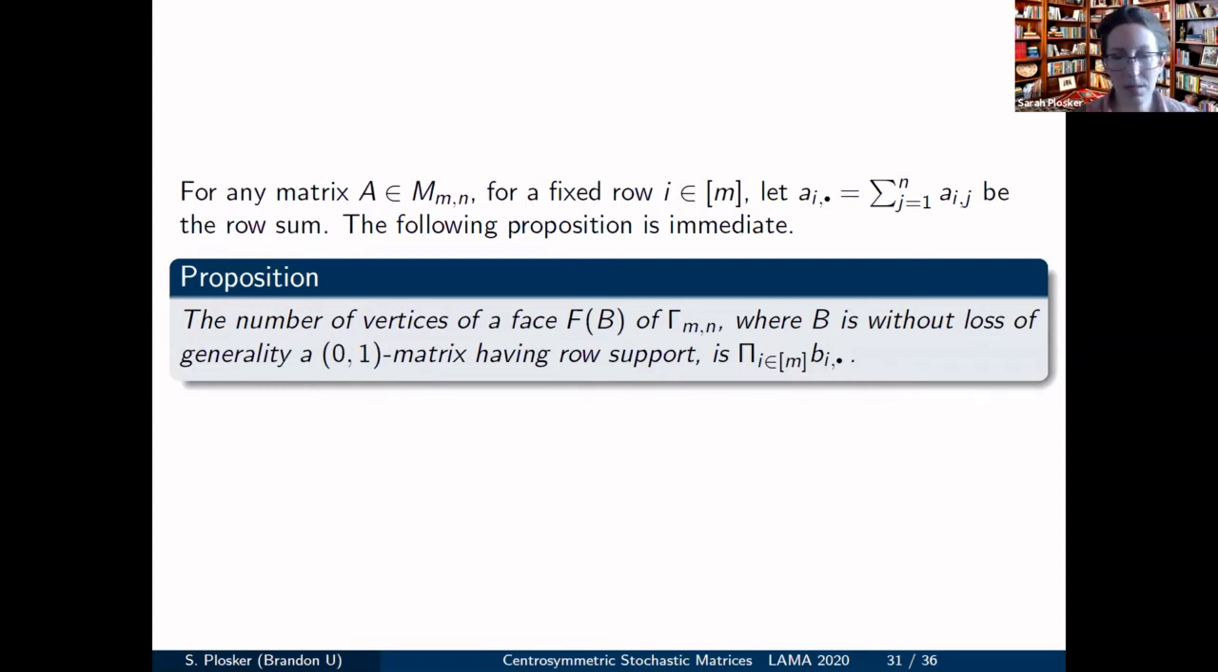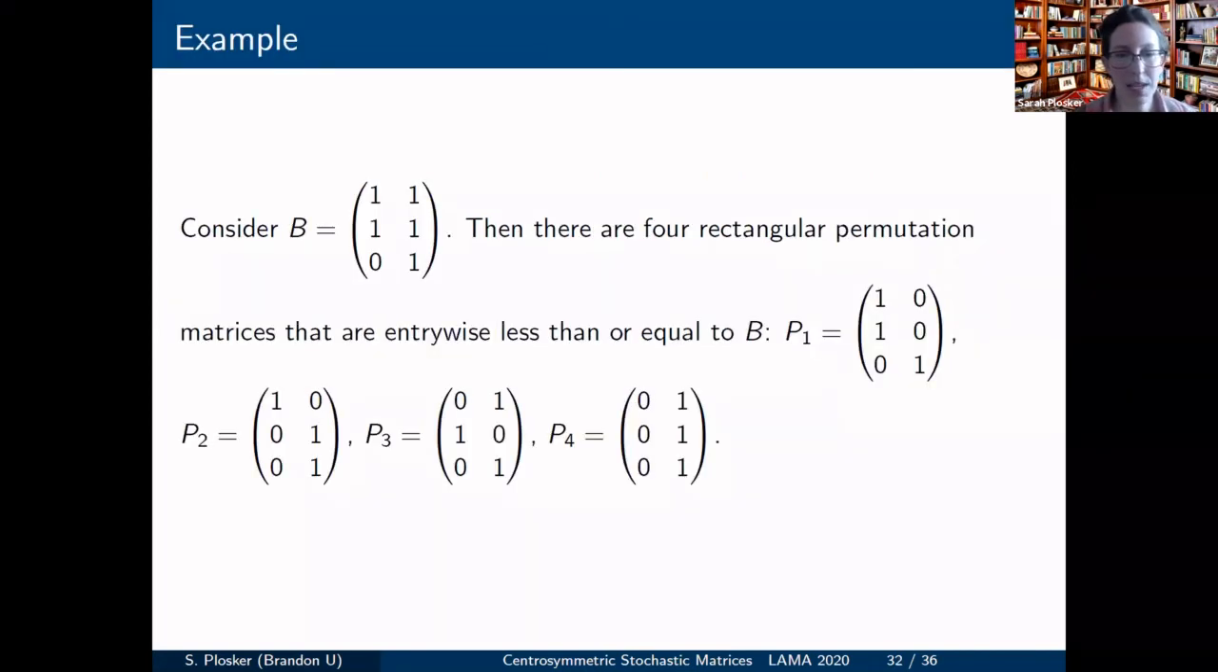So I'll do an example. For the number of vertices of a face of this matrix here, this row sum is 2, this row sum is 2, this row sum is 1. So you do 2 times 2 times 1. So there should be 4 rectangular permutation matrices that are entry-wise less than or equal to this matrix. And there are exactly 4, as expected. So these are the 4.